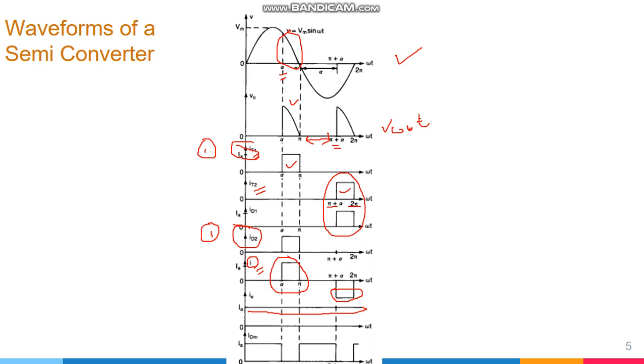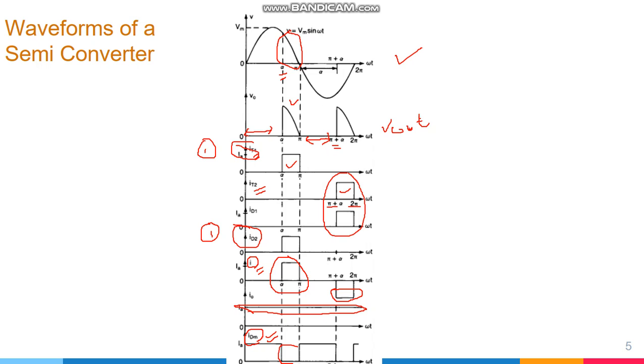This is my output load current, which is available throughout the time, and this is IDM. This is the current from the freewheeling diode from duration 0 to alpha, in which none of the thyristors or diodes were operating. The freewheeling diode was conducting. The previously stored energy in the inductor was freewheeled into this circuit load, and we were able to obtain an output current equal to IA.